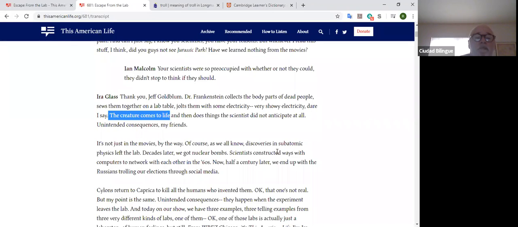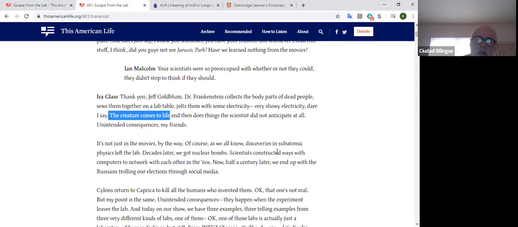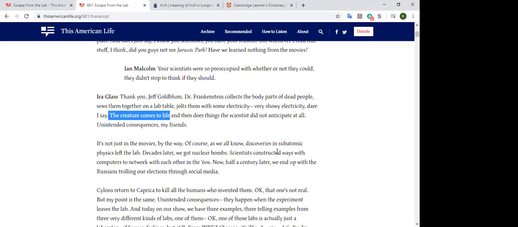Okay. Does the creature come to life? Yes, it does. Does the creature run away? No, it doesn't. So what does the creature do? The creature comes to life.